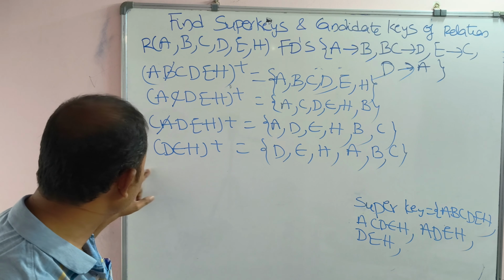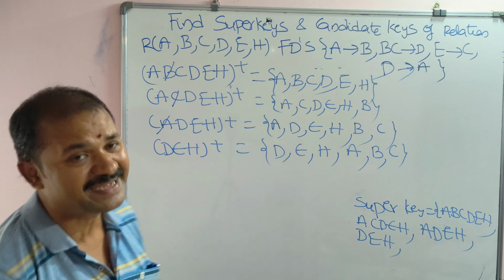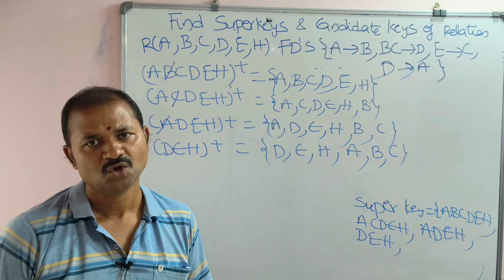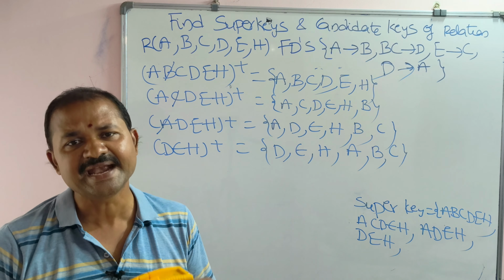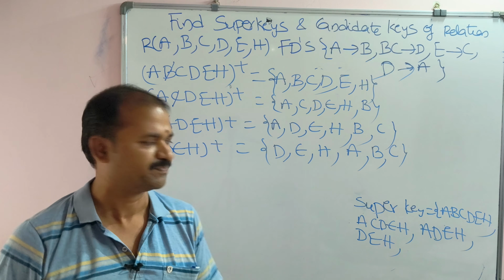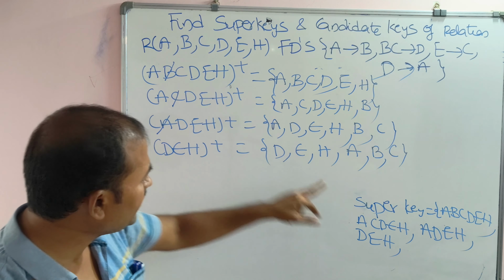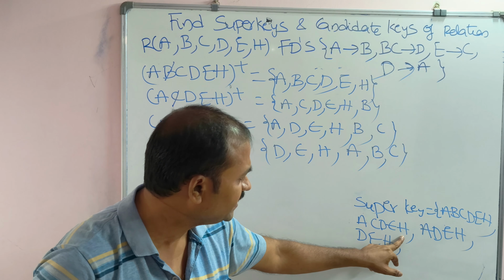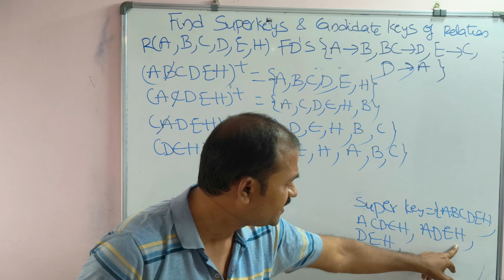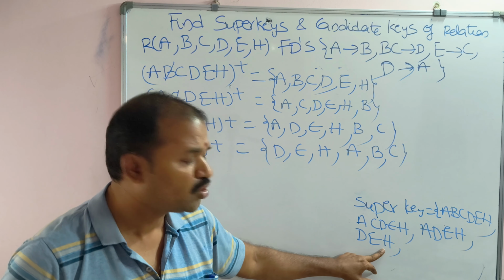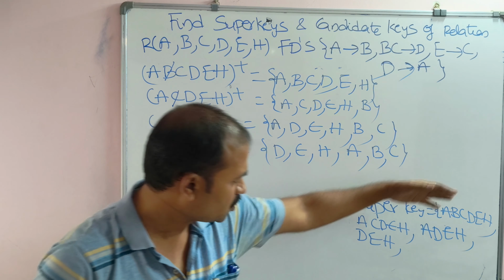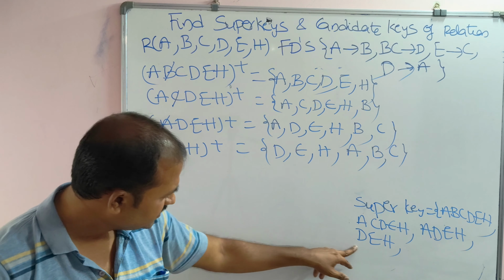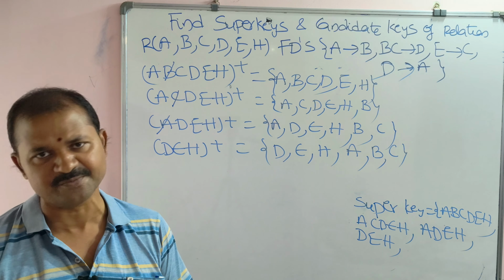So now let's try to check whether DH is the candidate key or not. Out of all these keys, which is the candidate key? We know what is a candidate key. Candidate key means minimal super key. If you see here, the first super key contains 6 attributes. Second super key, 5 attributes. Third super key, 4 attributes. Fourth super key, 3 attributes. So out of all these keys, DH is the candidate key. Why? Because this key has the minimum attributes.